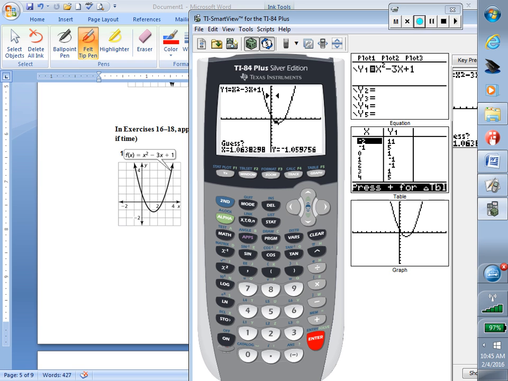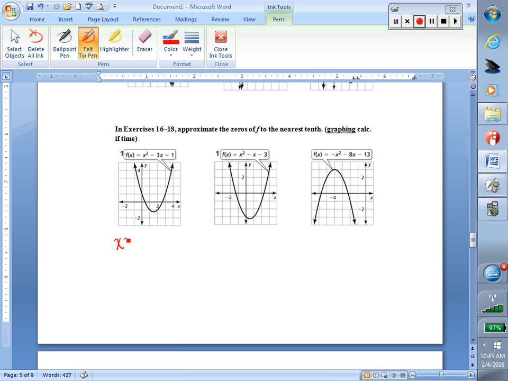And then it asks you for a guess. If you want to move the cursor around and see if you can get it right on the intercept, you're more than welcome to. I'll be honest, I always just press enter when it asks me for a guess. So there is our zero, aka our x-intercept, aka our solution, one of our solutions. And let's go ahead, what does it ask us to round to? Nearest tenth. Alright, so x is approximately 0.4. So there's our first one.